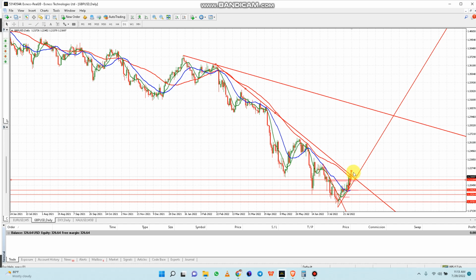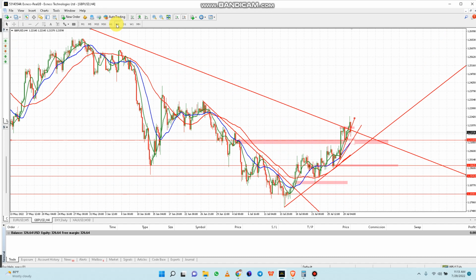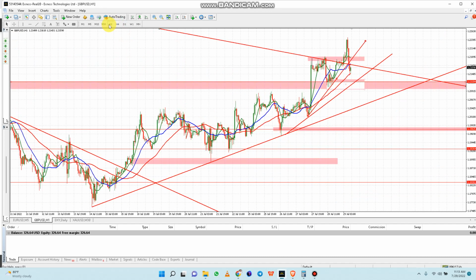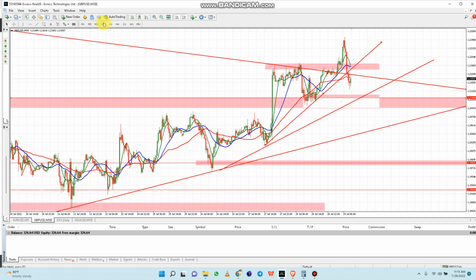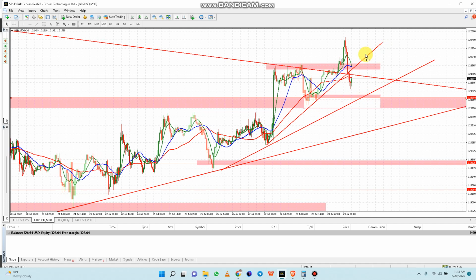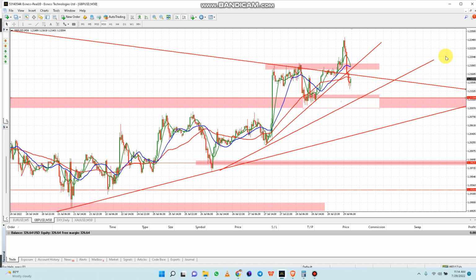Now, this point here is a very strong resistance, and that's why we've seen the kind of strong drop that we're seeing right now. Does it mean that the market is going to change direction? No, it doesn't. We're not sure yet. We don't predict. We look at what is happening and take decisions based on that.